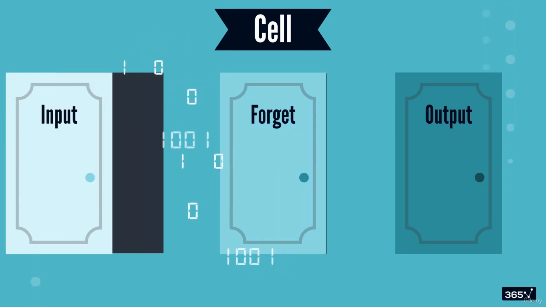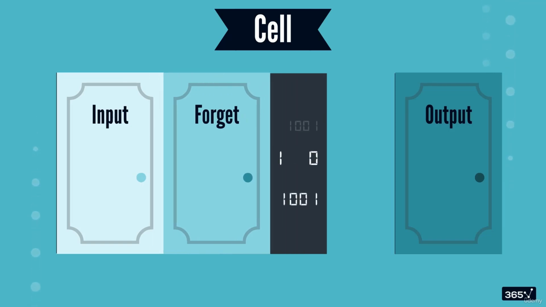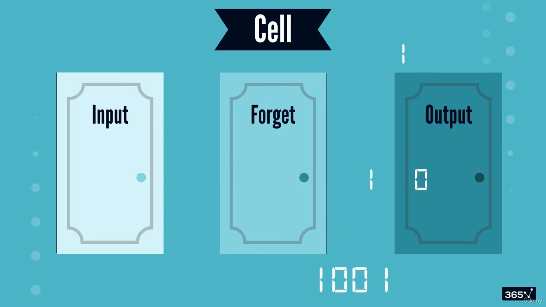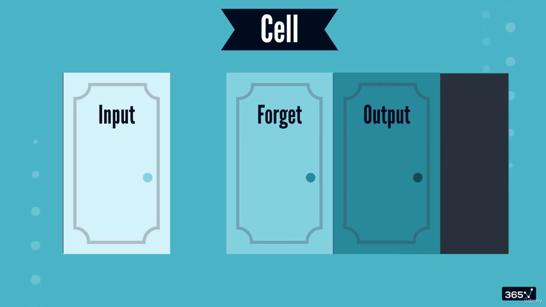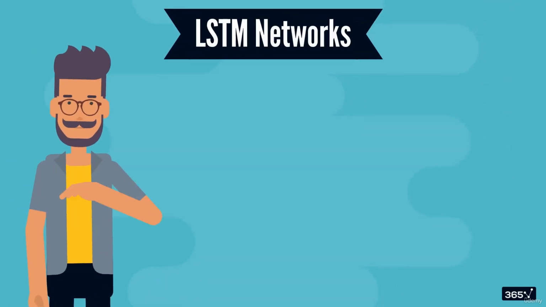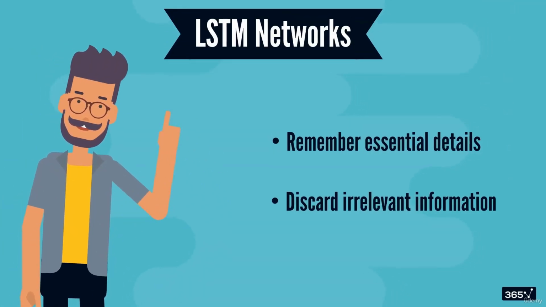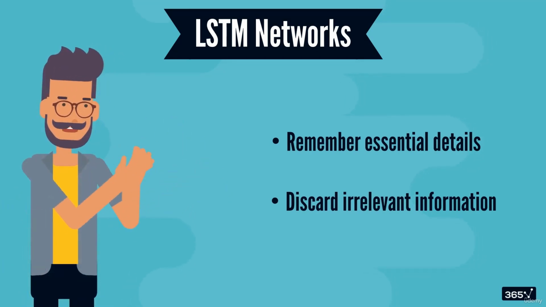Input gate selects new information to enter the cell's memory. Forget gate identifies unneeded existing information to erase. And output gate decides which information from the memory to transmit onward. With their gates, these cells help the network remember essential details and discard irrelevant ones, making them highly effective for handling sequences in speech recognition.